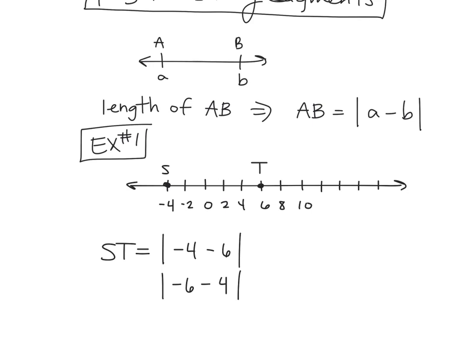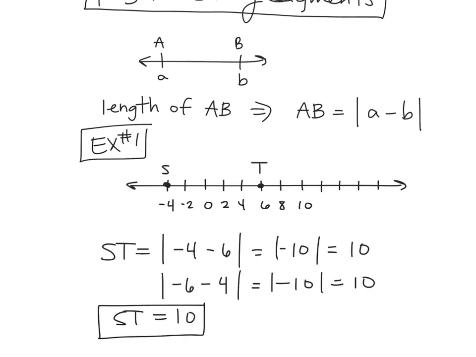So -4 minus 6 is -10, but we are taking the absolute value of that. So the length of ST is 10 units. So that segment is 10 units long, okay? 6 minus -4, again, 10, still 10 units. So like I said, doesn't matter the order you do it in, ST has a length of 10. Okay, subtract them, take the absolute value. Questions on that?